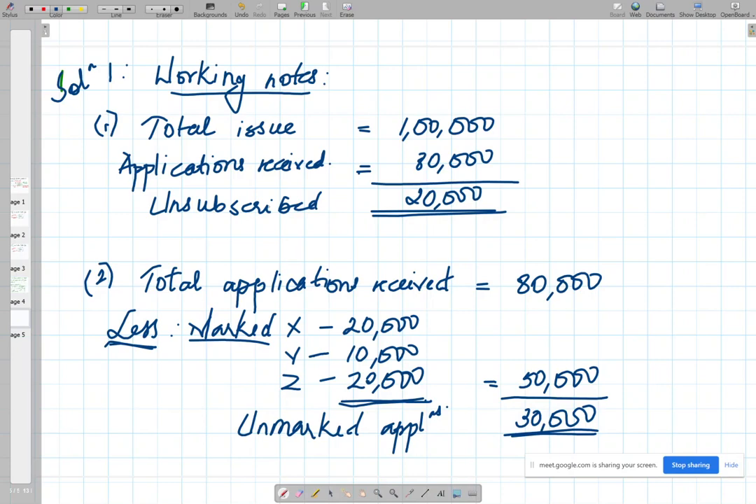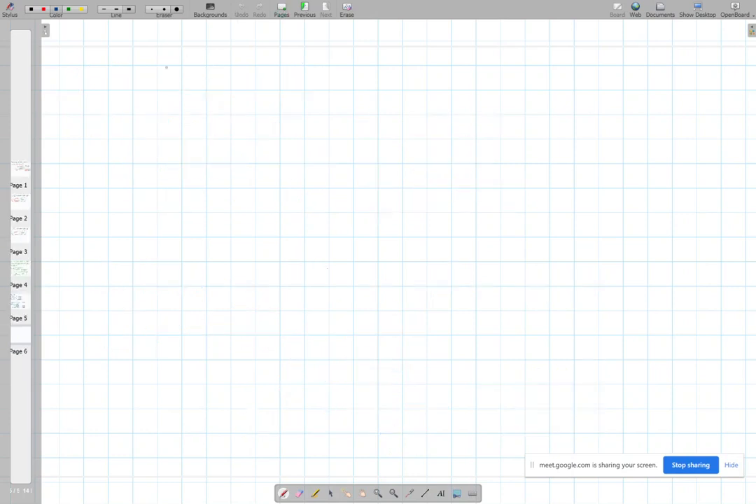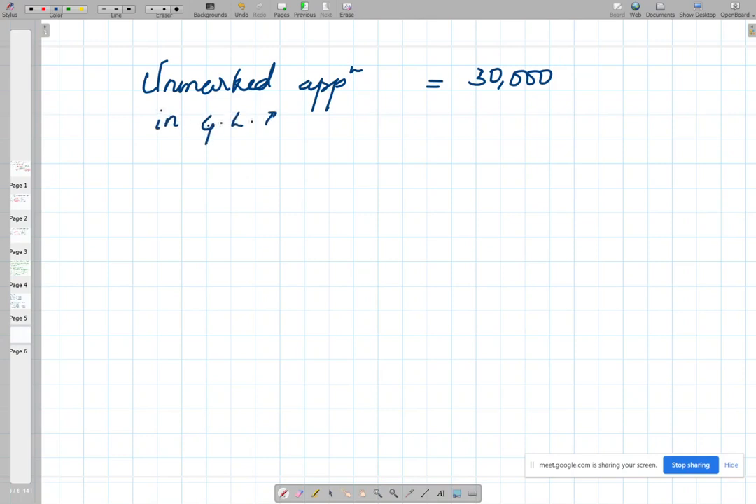So why should the underwriters purchase those many shares? Right? It's not their liability. The public has already purchased it, whether the company has sold it directly or whoever has sold it. But it has been sold to the public. It's given away to the public. So what we need to do is take the unmarked applications, which is 30,000, continuing from the previous working note, and distribute it in the gross liability ratio. So how much does each one get?